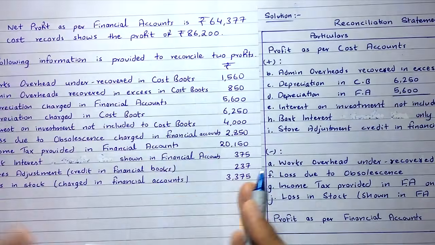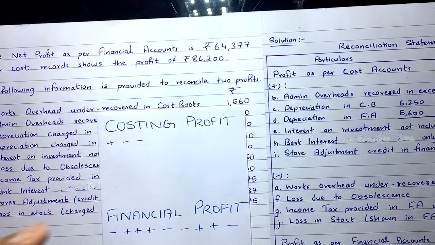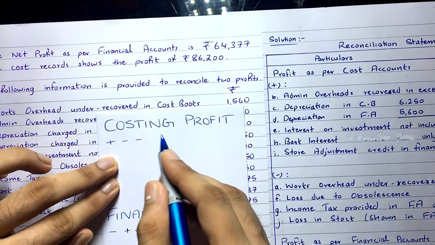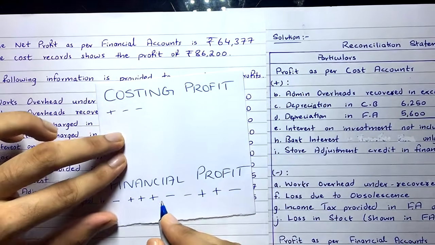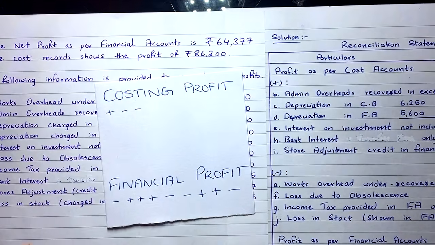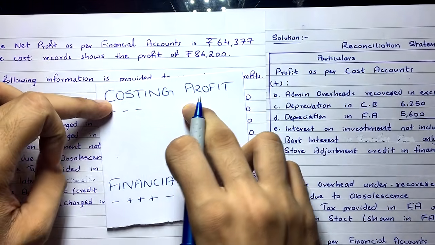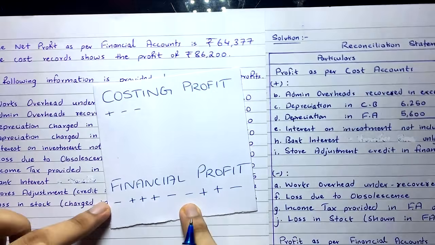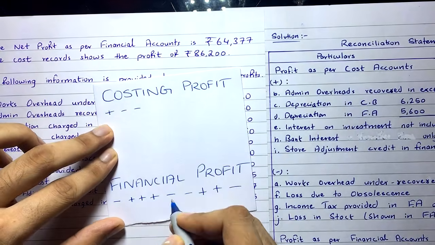Okay, and if they are talking about cost books here, then first understand the impact on costing profit, see the impact on costing profit. After that, do it exactly here in financial profit, because always remember whatever impact a transaction has on costing profit, it has exactly the opposite impact on financial profit. If it is minus here, it will be plus there; if plus here, minus there.